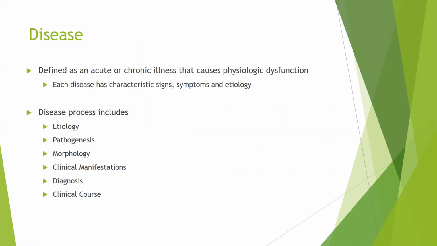A disease is defined as an acute or chronic illness that causes physiologic dysfunction. Each disease is going to have specific characteristics, specific signs, symptoms, and etiology, prognosis, etc. We will take a look at the following information here for each one of our disease processes: the etiology, the pathogenesis, the morphology, clinical manifestations, diagnosis, and the clinical course.